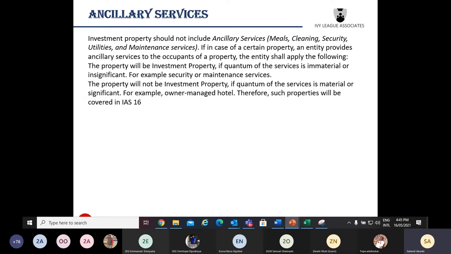This standard is saying that my property may not be an investment property. I need to carry out an assessment. And what assessment am I carrying out? This principle is saying that if the quantum of the auxiliary service I provide to the resident is considered to be material and significant, automatically, that building is no longer an investment property. In my financial statement, it should be recognized as PPE. A good example is the hotel business. However, if the quantum of the auxiliary service I provide to the resident is considered to be insignificant, that property in my financial statement can be considered to be an investment property.